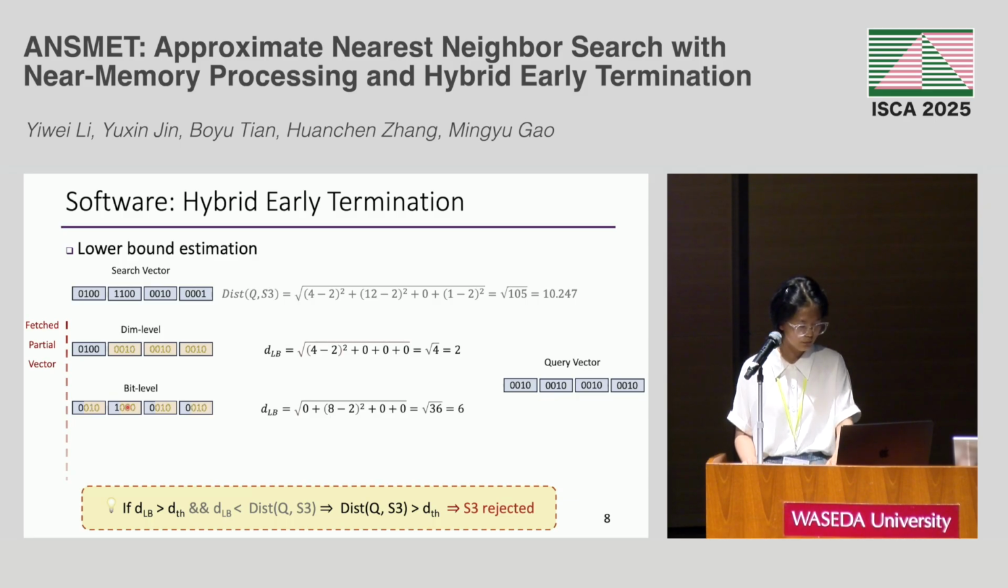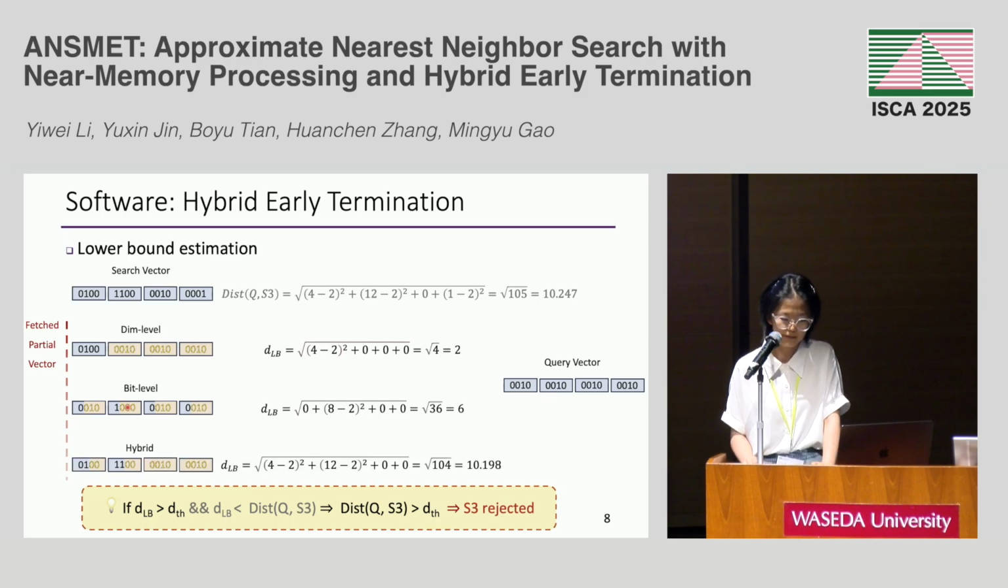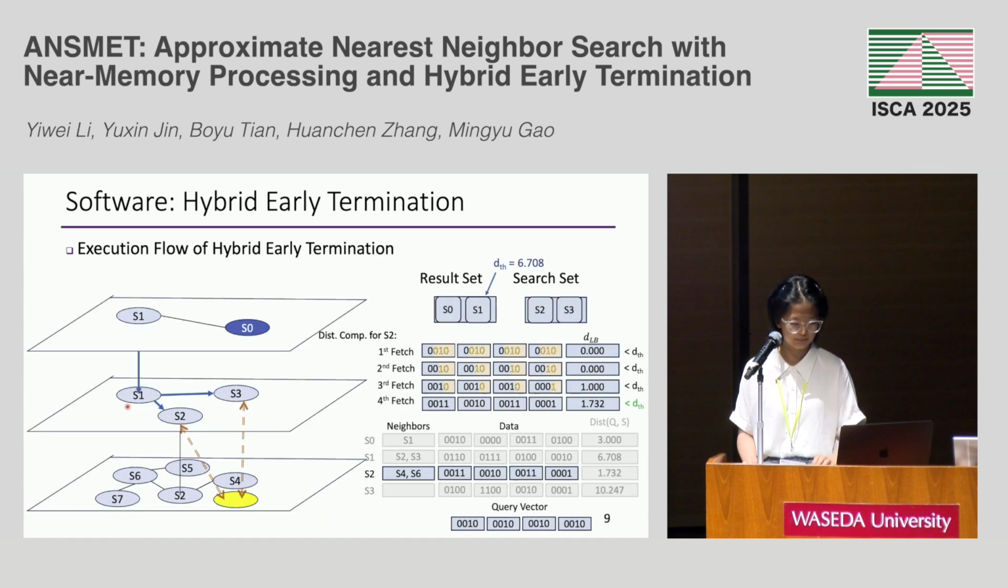Actually, those 4 bits can also come in a hybrid way. We fetch the first 2 bits of the first 2 dimensions, and we can also find out a lower bound vector following the bit level strategy, and the distance lower bound here is 10.198. So, as we can see, with different fetching strategies, the lower bound may be closer to the actual distance, which may help the search vector to be rejected earlier.